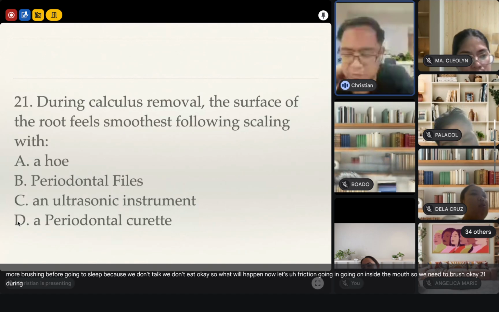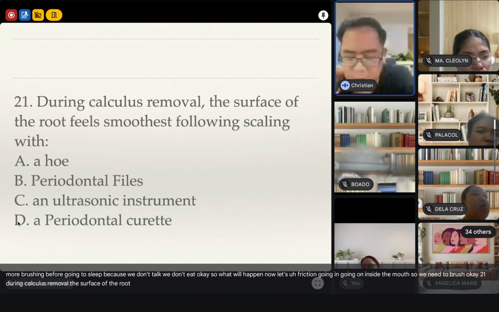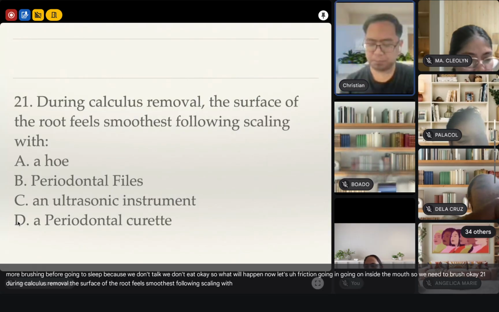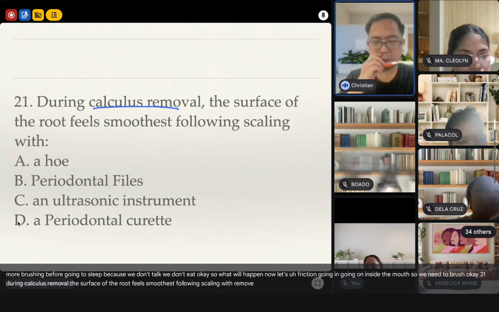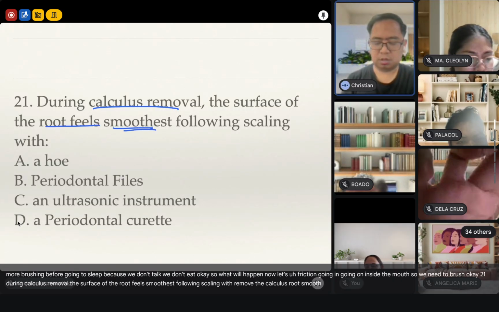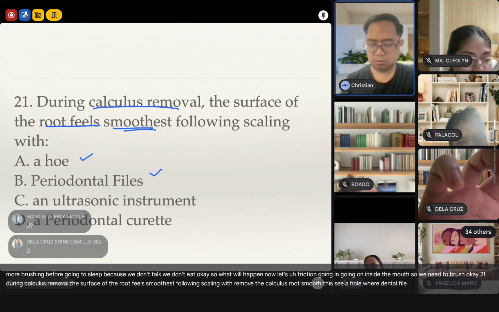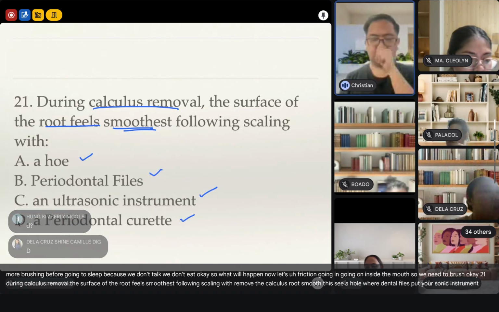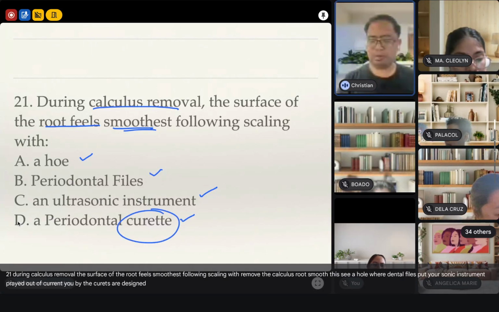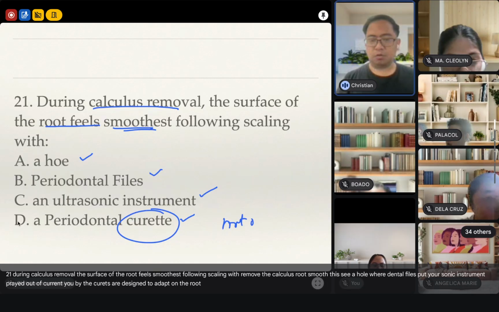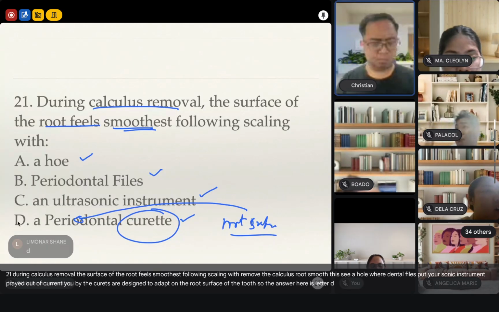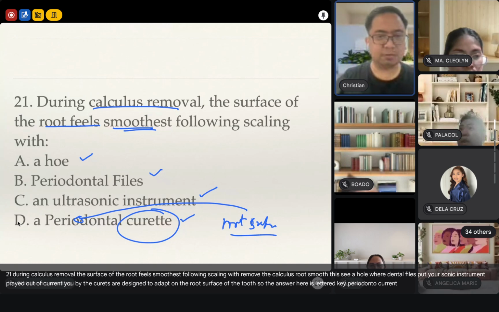21. During calculus removal, the surface of the root feels smoothest following scaling with: we remove the calculus. Root smoothest. Using a hoe, periodontal files, ultrasonic instrument, periodontal curette. But the curettes are designed to adapt on the root surface of the tooth. So the answer here is letter D, periodontal curette. Okay?